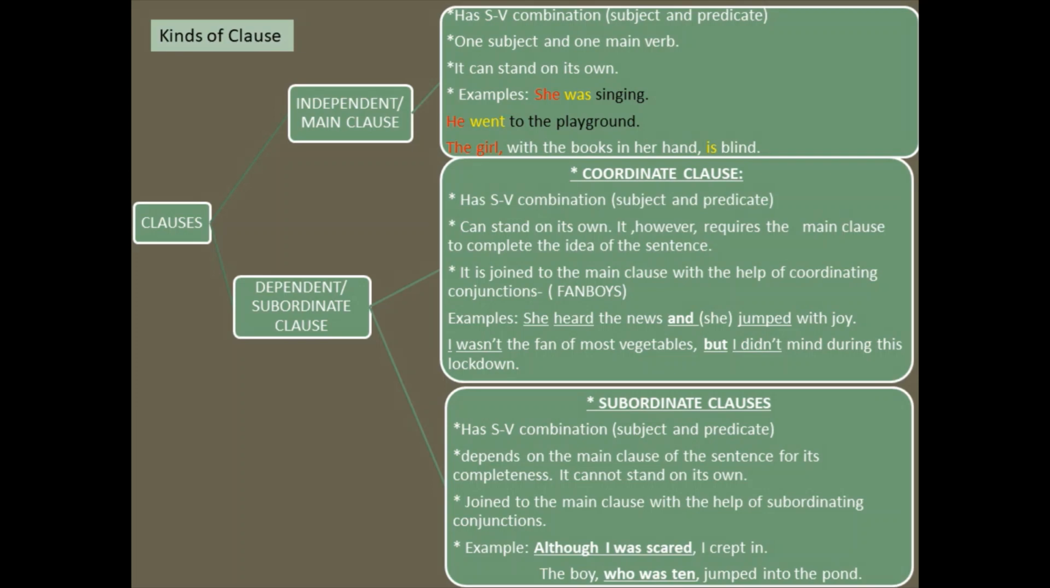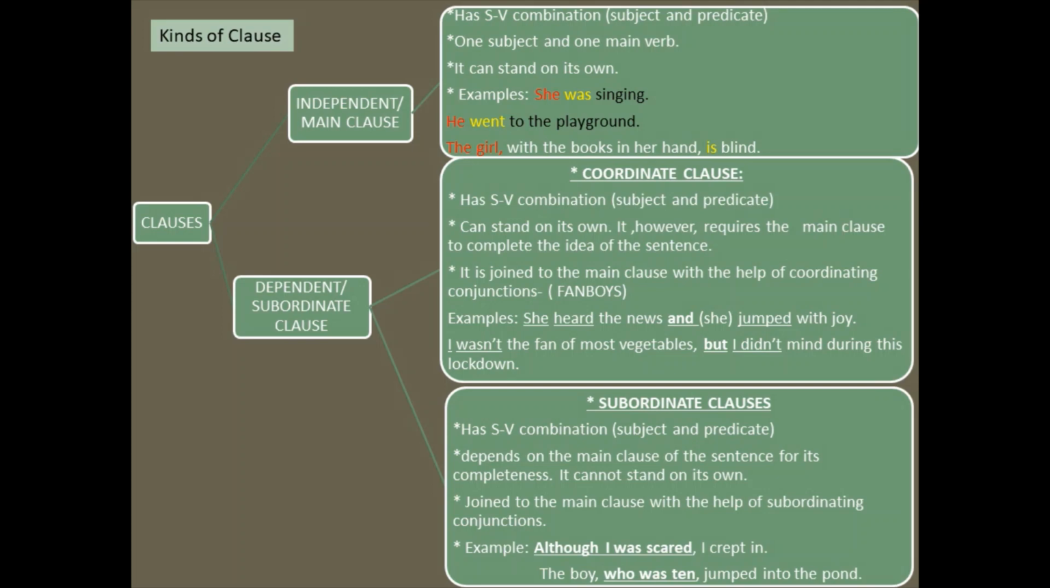Now this is a common structure in all the clauses, whether it is the independent or the dependent clause. Why? Because you have learned that a clause is made up of a subject-verb combination. If there is no subject-verb combination, we cannot term it a clause. It would be termed a phrase. Right? So whether it is a subordinate clause, coordinate clause, or the main or independent clause, it becomes a clause because of the subject-verb combination. So you will have this particular point common in all three.